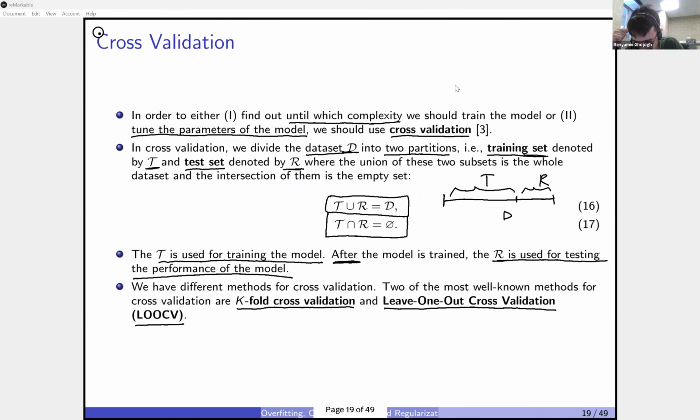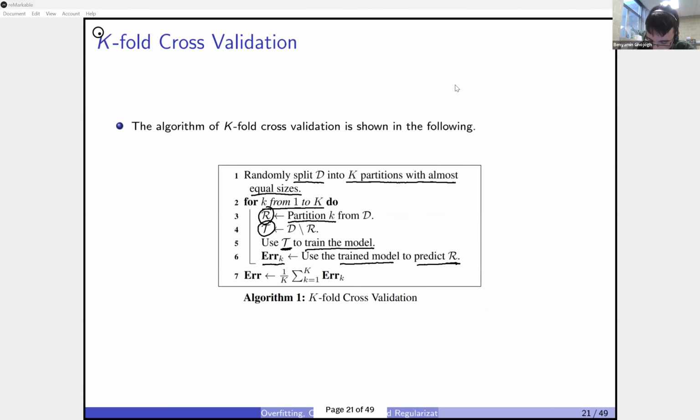Okay, so now we say that the true error for the kth iteration is this, and at the end we take the average of those true errors to give the average error, or the total test error. Okay, this is k-fold cross-validation.